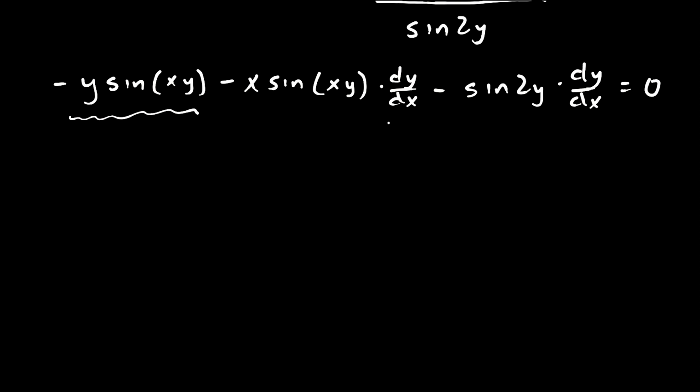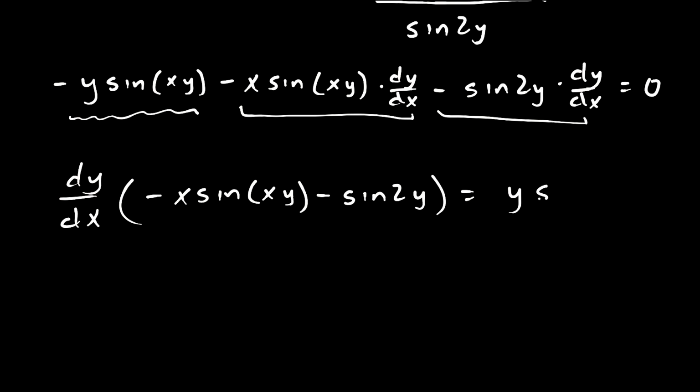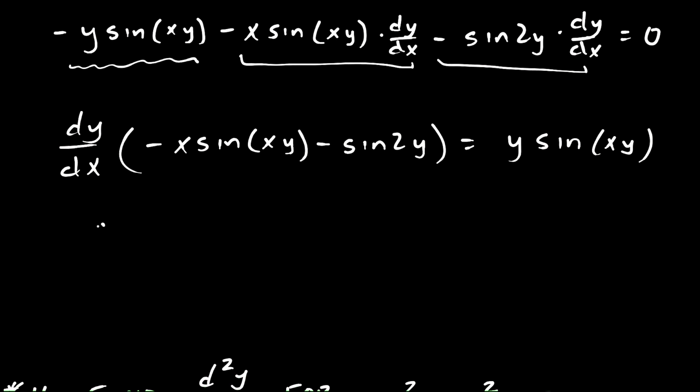So why don't we get a little dangerous here, and we can simply look at our dy/dx terms and we can factor that out right away. So we know those two terms are going to have dy/dx, and we're going to be left with negative x sine of xy minus sine of 2y. And that's going to equal, we added that term to the other side, so we'd have equals y sine of xy.